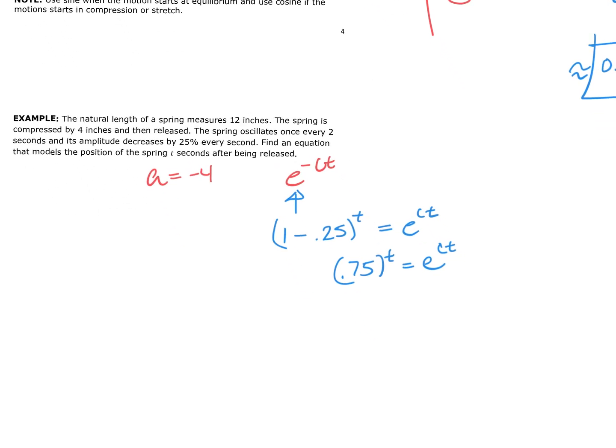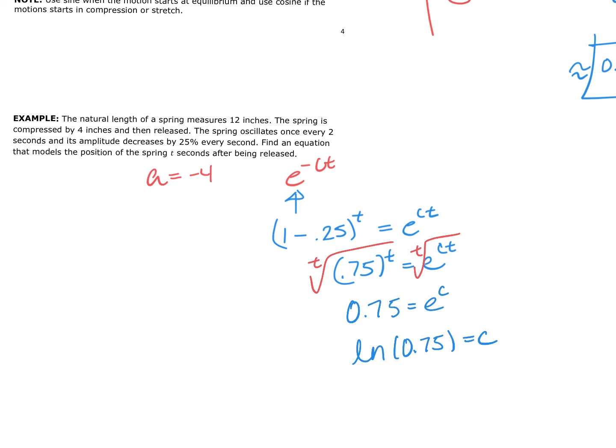Now if I take the tth root of both sides, the nth root, the tth root, sounds terrible, doesn't it? Anyways, we get 0.75 is equal to e raised to the c. So now I'm just really chasing c. This goes back to our pre-calculus one. I'm going to take the natural log of both sides. So the natural log of 0.75 is equal to c.